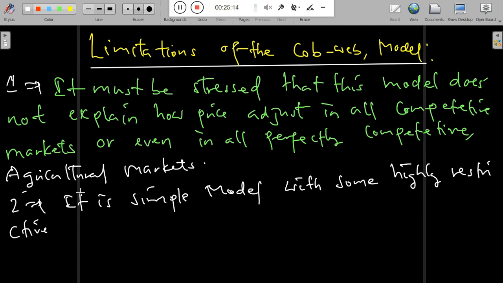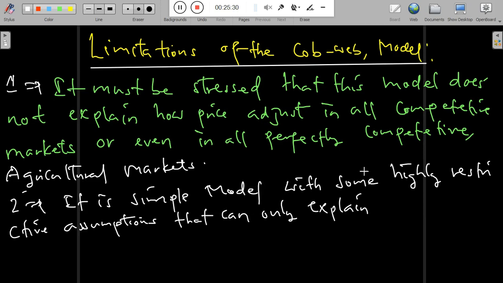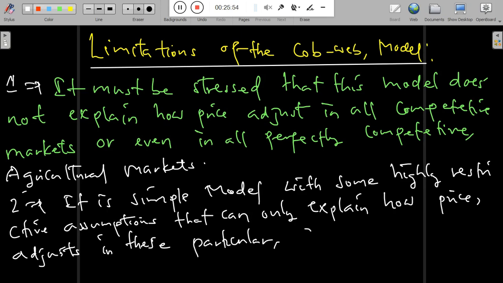So this is actually the simple model with a highly restrictive assumption that can only explain how prices adjust in these particular circumstances. So it is very restrictive in nature.